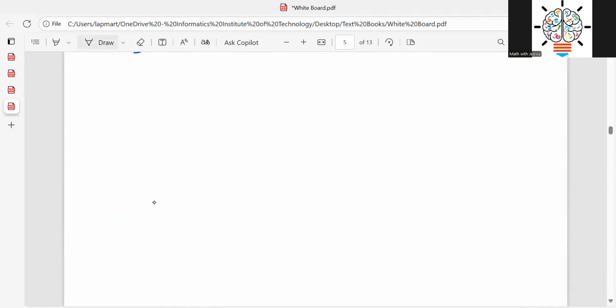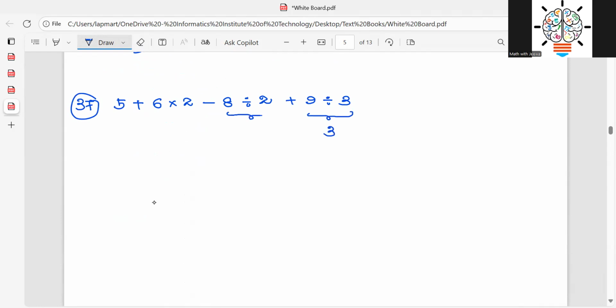Right, so then I will move to 37. Children, even though I'm moving the screen like this, if you want to copy down anything, you can pause the video and do it. Right, so then here: 5 plus 6 times 2 minus 8 divided by 2 plus 9 divided by 3. 9 divided by 3, the answer is 3. 8 divided by 2, the answer is 4. Right? So then 6 times 2, the answer is 12. Okay? So then I rewrite this: 5 plus 12 minus 4 plus 3.